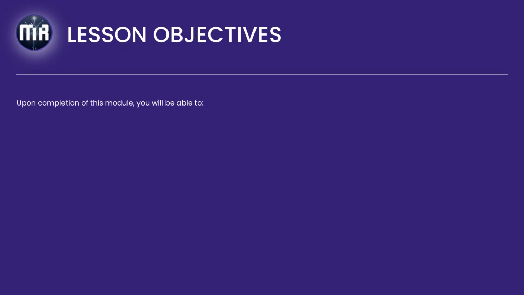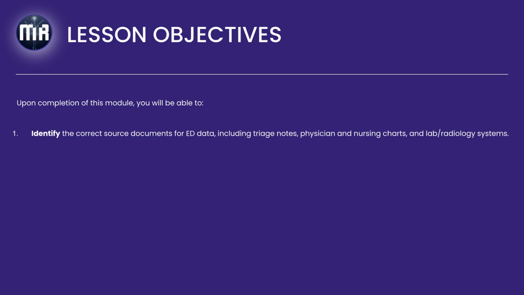Let us begin by outlining our learning objectives for this module. Upon completion of this session, you will be able to: first, identify the correct source documents for emergency department data, which include triage notes, physician and nursing charts, and laboratory and radiology information systems. Second, define the principles of data quality as they apply to the complex and time-sensitive ED environment.